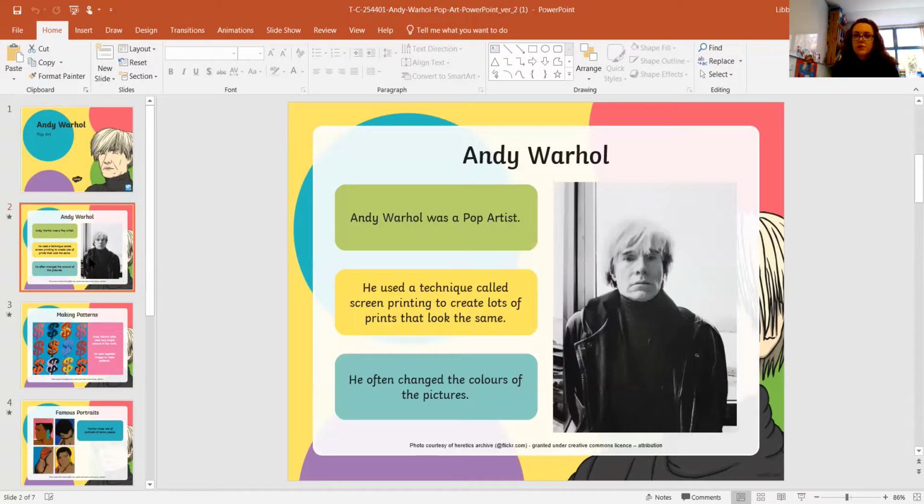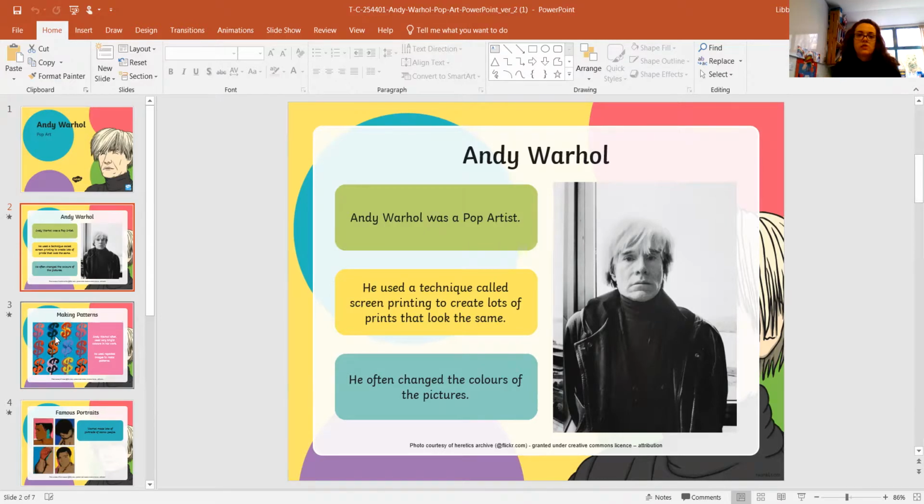So there's a picture of him, and he was a pop artist, and pop just stands for popular. So he was a pop artist, and he used a technique called screen printing. So he created an image and then printed it out. So you had lots of the same image repeated on there. And he was very famous for changing the colours of the pictures as well.